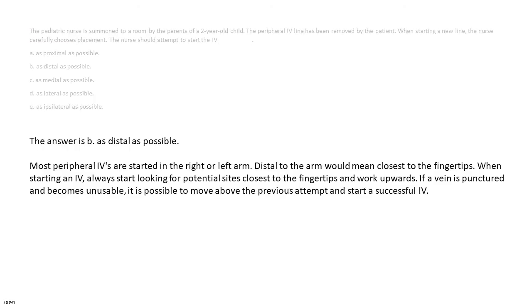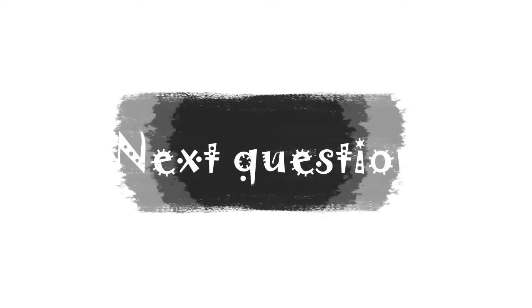The answer is B. As distal as possible. Most peripheral IVs are started in the right or left arm. Distal to the arm would mean closest to the fingertips. When starting an IV, always start looking for potential sites closest to the fingertips and work upwards. If a vein is punctured and becomes unusable, it is possible to move above the previous attempt and start a successful IV.